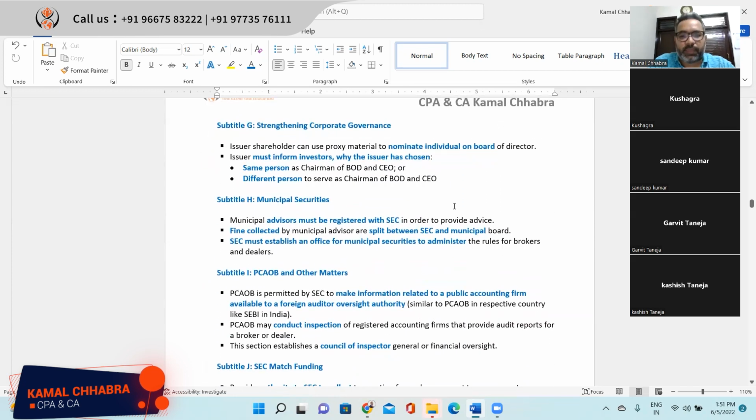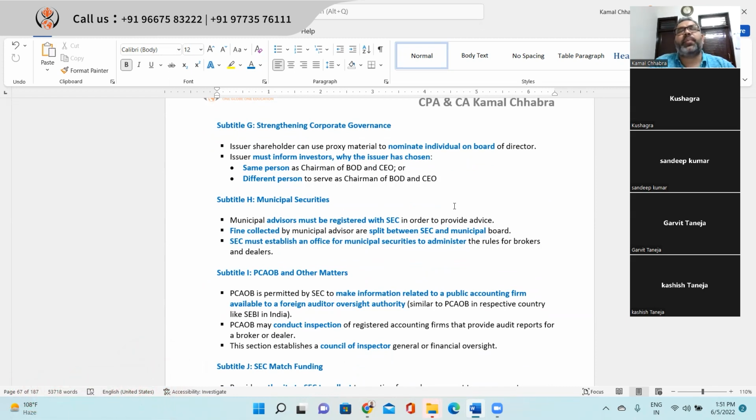Next is subtitle G, which is strengthening the corporate governance for the companies. Issuer shareholders can use proxy material to nominate individuals to the board of directors. That means if you need to appoint any new board of director member, then shareholders need to sign a proxy statement and give the confirmation for appointment of the board of director.